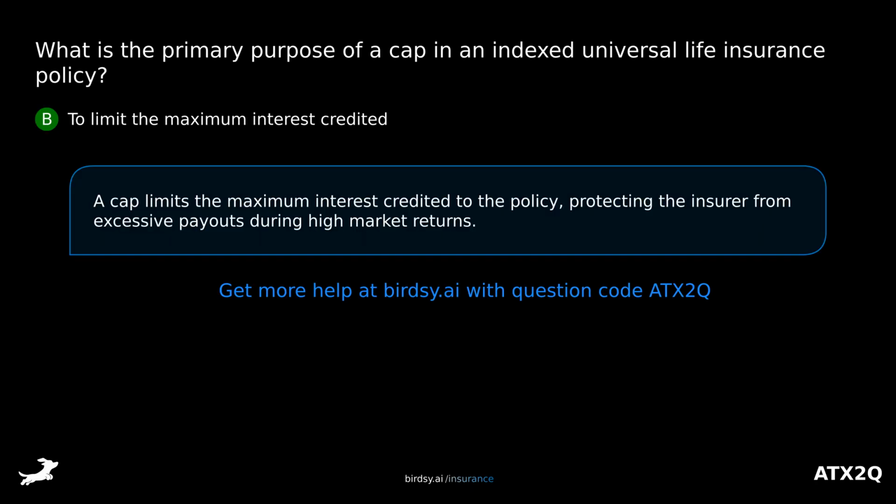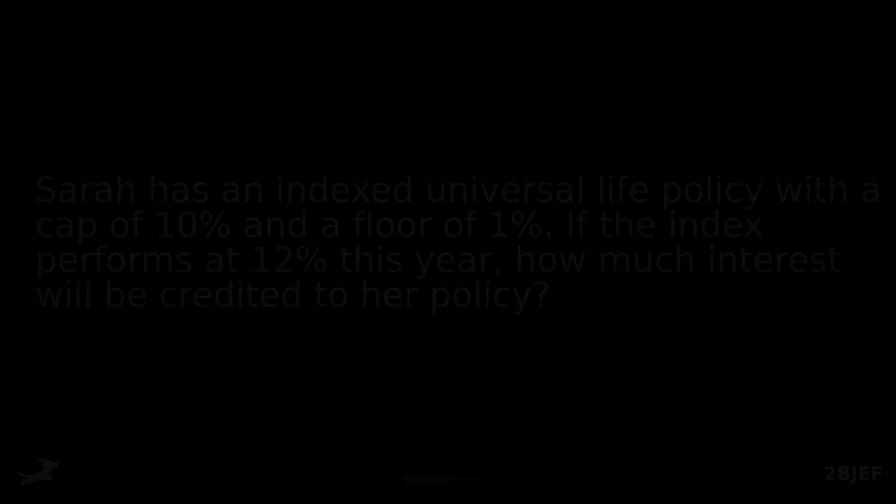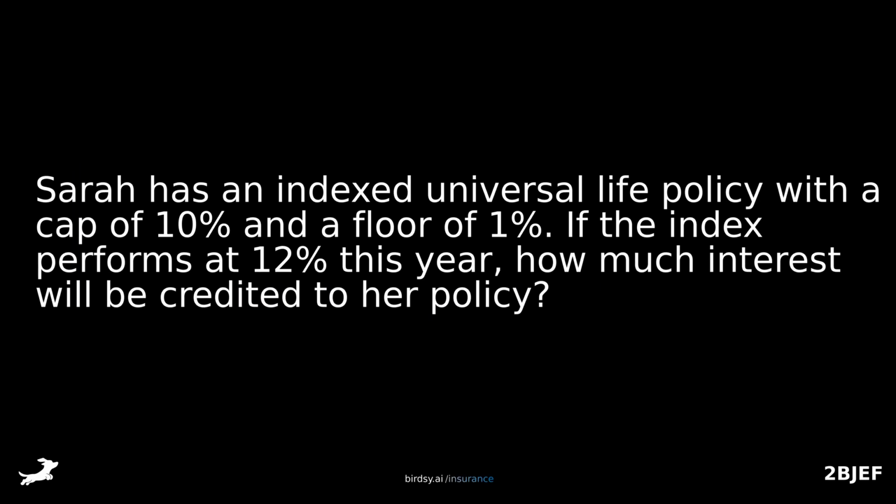A cap limits the maximum interest credited to the policy, protecting the insurer from excessive payouts during high market returns. Sarah has an indexed universal life policy with a cap of 10% and a floor of 1%. If the index performs at 12% this year, how much interest will be credited to her policy?